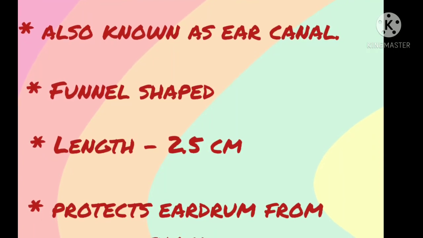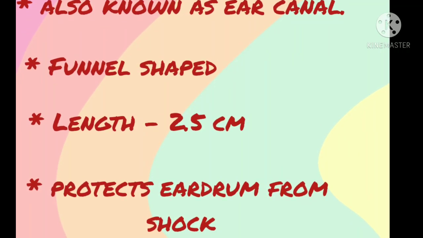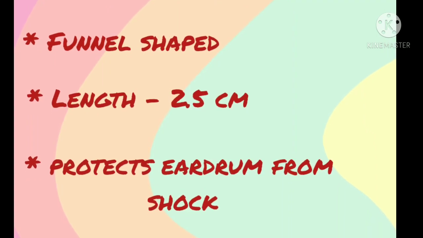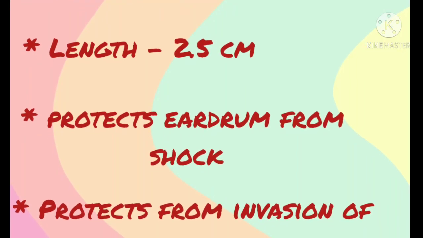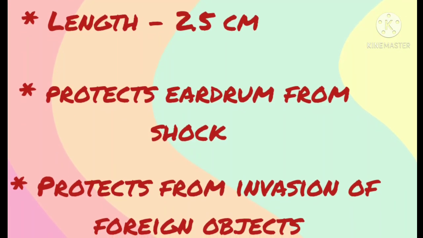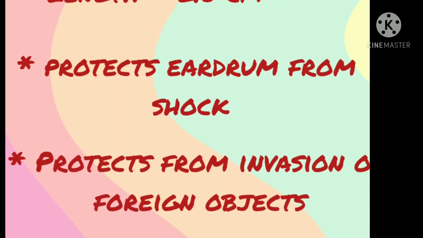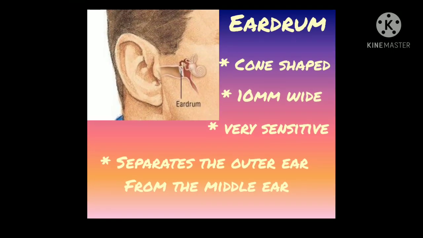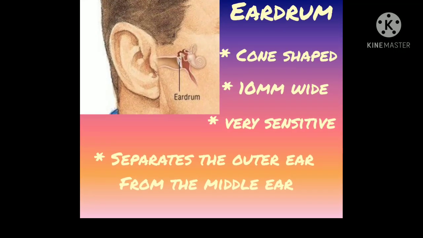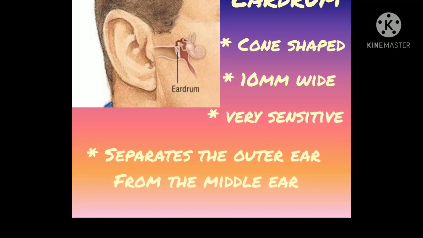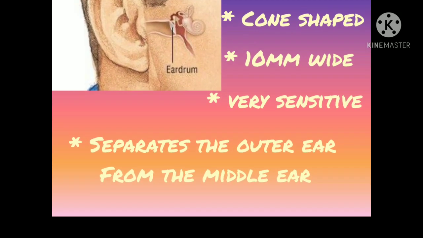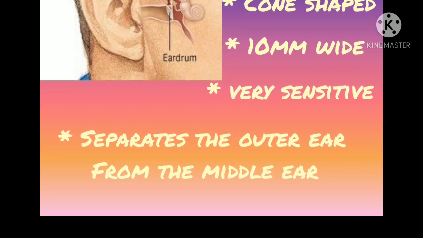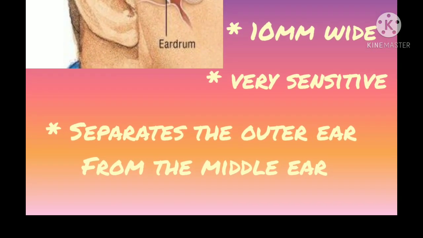It acts as a funnel with an approximate length of 2.5 cm and leads to the eardrum. It protects the eardrum from shock as well as protecting the ear from intrusion by external objects. Eardrum. Eardrum is a cone-shaped piece of skin which is about 10 mm wide. It is very sensitive. Even the slightest pressure variations will cause it to vibrate. It separates the outer ear from the middle ear.